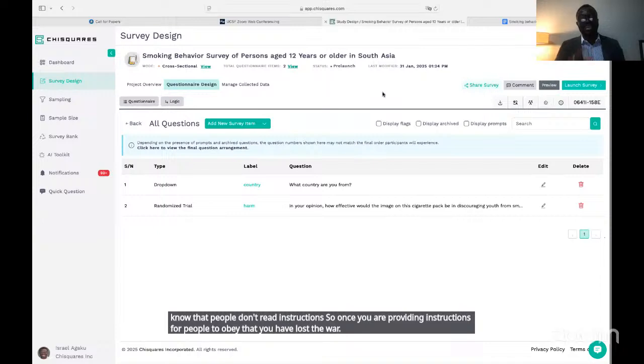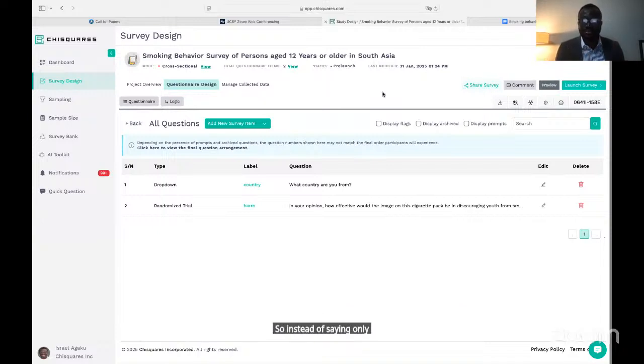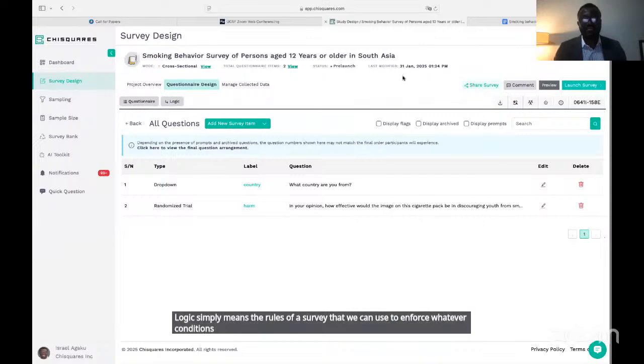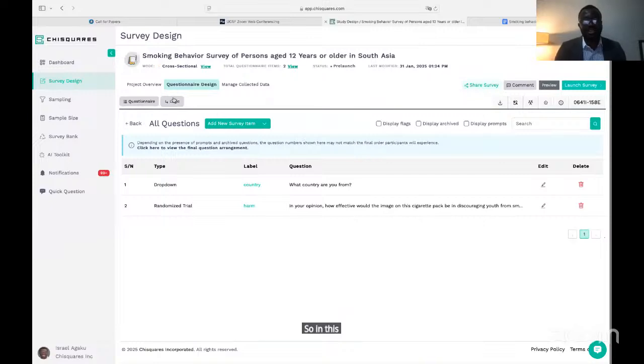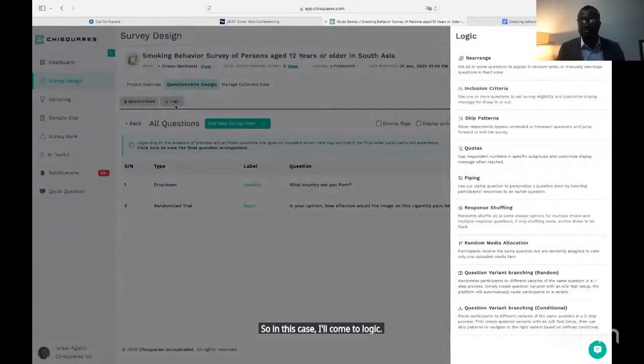So instead of saying only answer this questionnaire, you should program that into logic. Logic simply means the rules of a survey that we can use to enforce whatever conditions we want to enforce. So in this case, I'll come to logic. Logic simply means rules, and set the rules for my survey. In this case, the rules I want to set are for inclusion criteria.